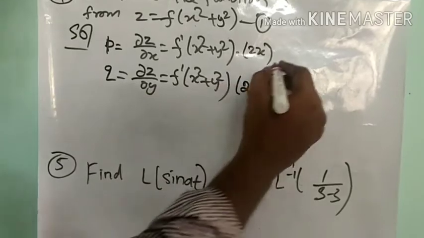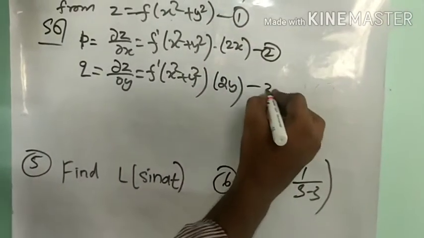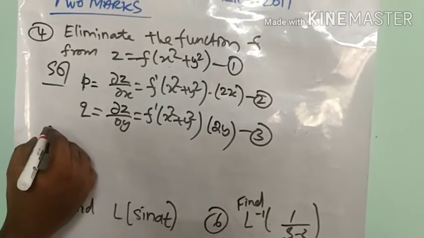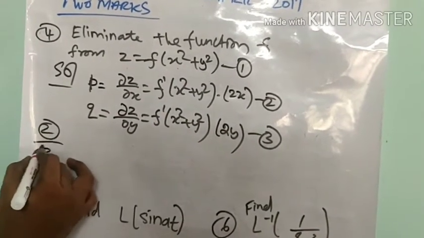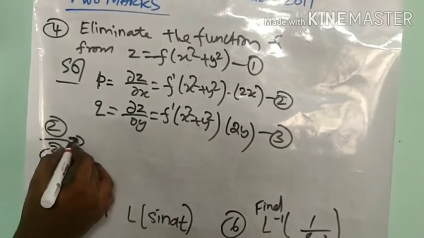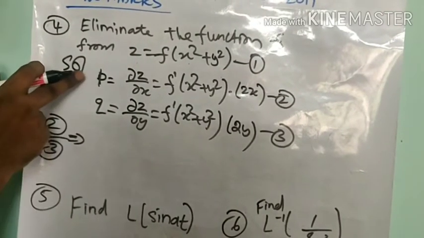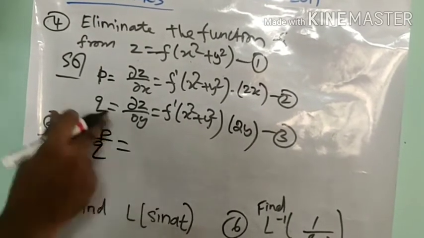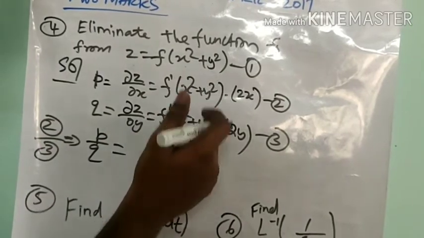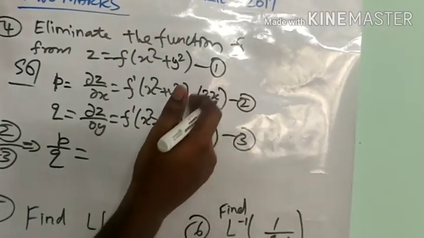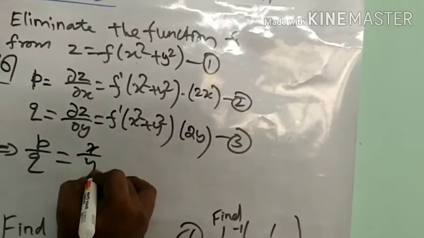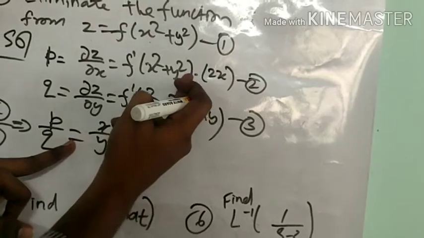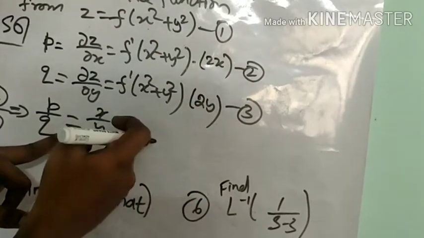Okay. Now call this equation number 2 and this one equation number 3. Now we have to eliminate the function f. So from equations 2 and 3, just divide 2 by 3. Your left hand side gives p by q, which is equal to, when you divide, the f dash and f dash cancel, and the 2 also cancels. So remaining is x by y. So your left hand side p by q is equal to x by y, since f dash and f dash cancel and 2 also cancels.